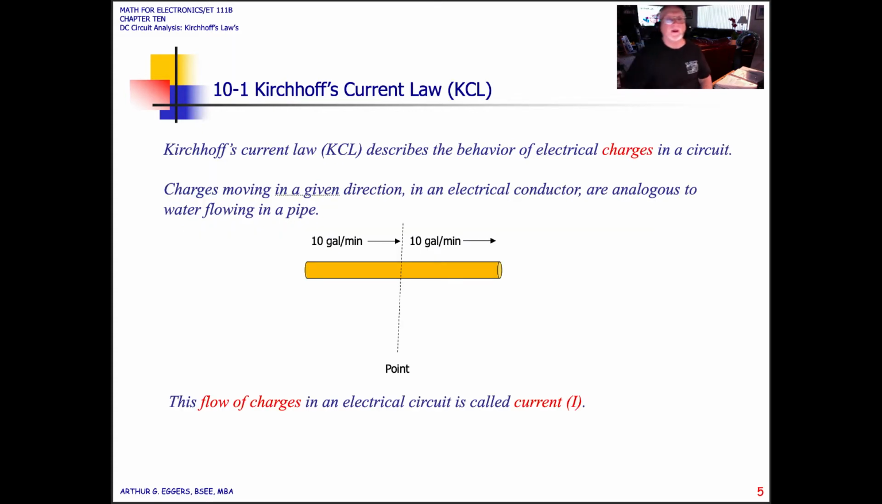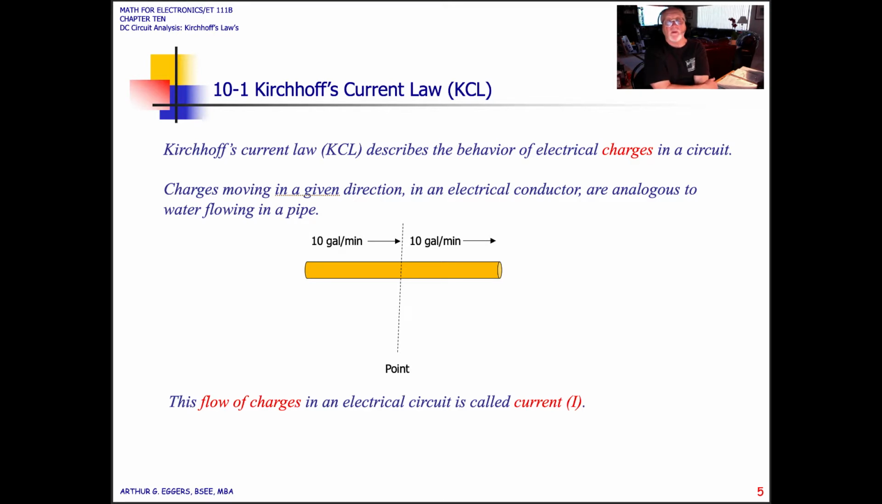Kirchhoff's current law, or KCL, describes the behavior of electrical charges in a circuit. So when we talk about current flow, we're actually talking about the potential or the value of the charges as they move through a circuit. Typically in electronics, using pipes and water flow is a good analogy to understanding this. So charges moving in a given direction in an electrical conductor are analogous to water flowing through a pipe. And typically we look at the water as it's flowing past a particular point.